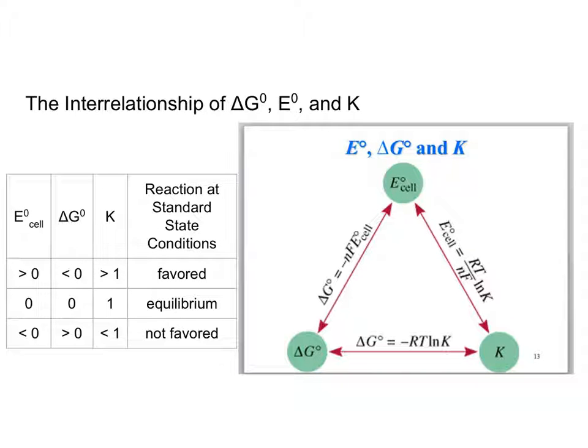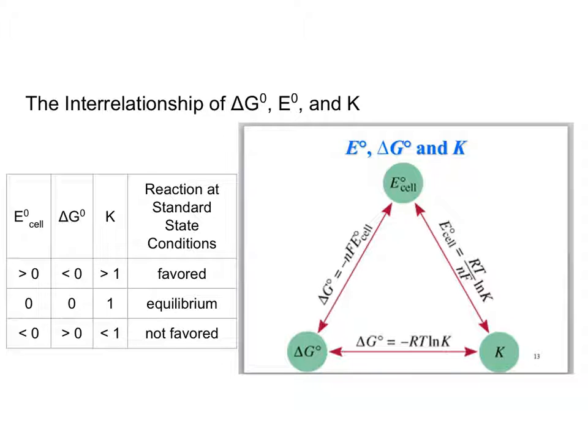that gives us this fun little chart. This fun little chart allows you to see the interrelationship between change in free energy, cell potential, and equilibrium. What the chart is telling you is that if the cell potential is greater than 0, free energy change is less than 0, and K is going to be greater than 1. That means the reaction is favored, and the reaction is going to occur.